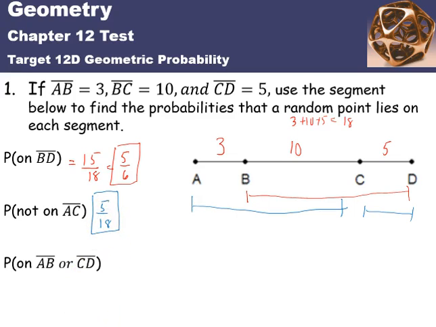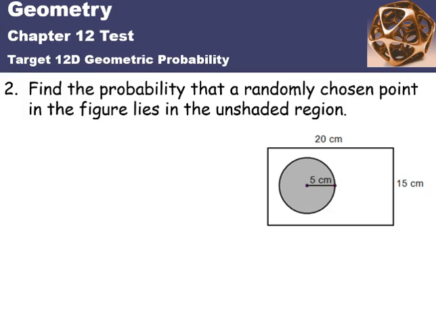Okay, let me get another color. I'll do this green. On AB or CD. So AB is from here to here, and CD is from here to here. So it looks like the 3 and the 5 are good, so that's 3 plus 5, which is 8 out of 18, and that can be reduced by 2, which would be 4/9. So 4/9.